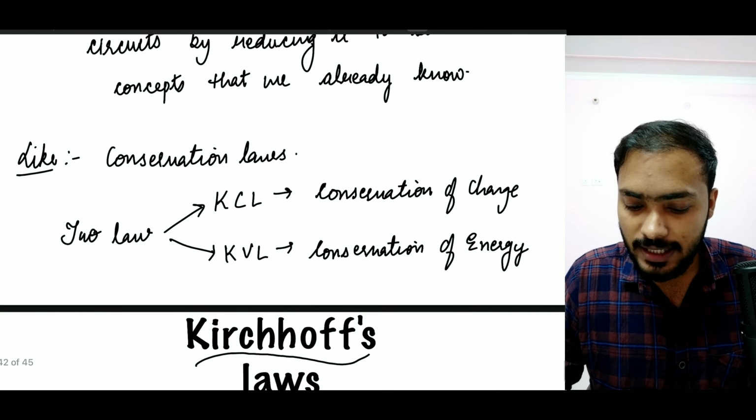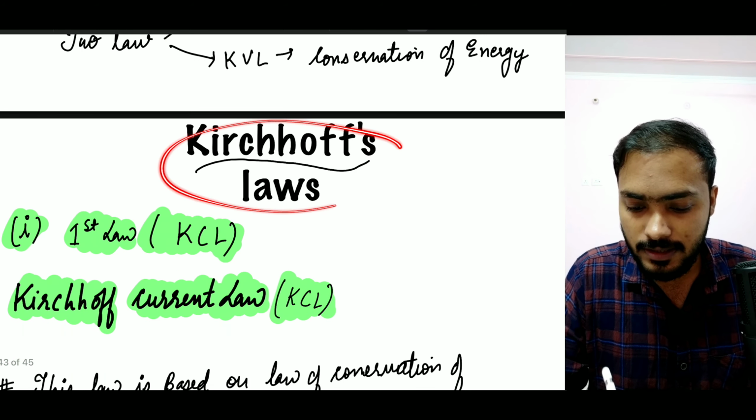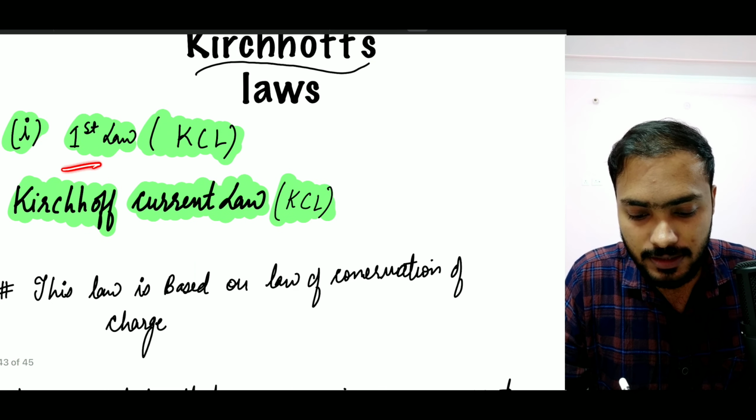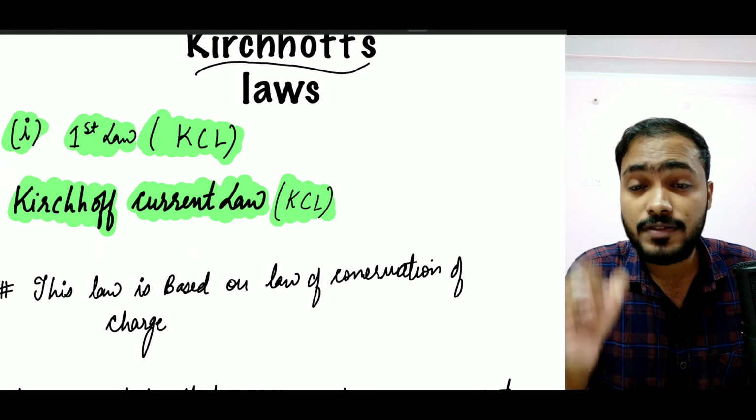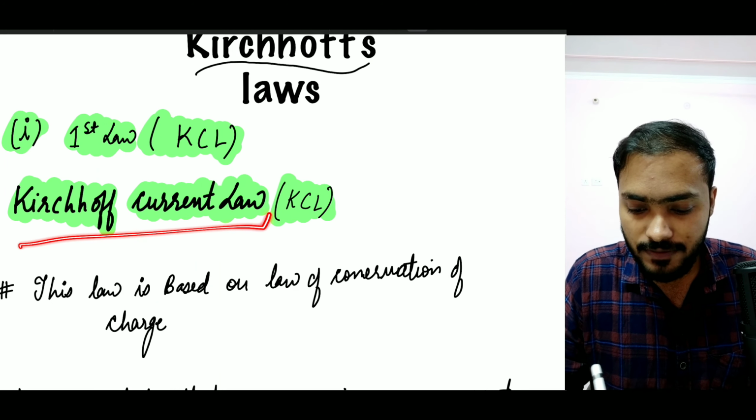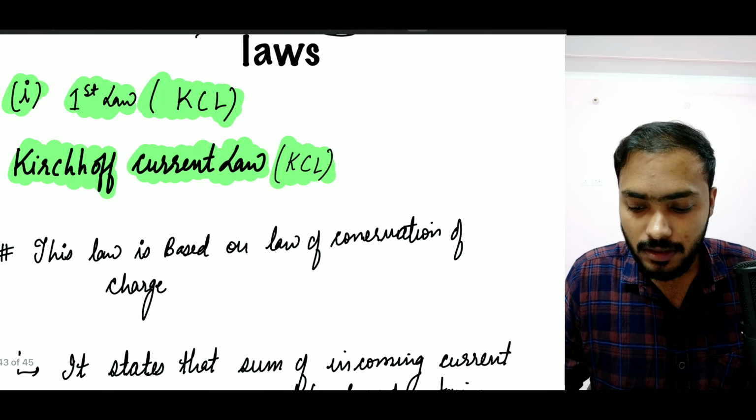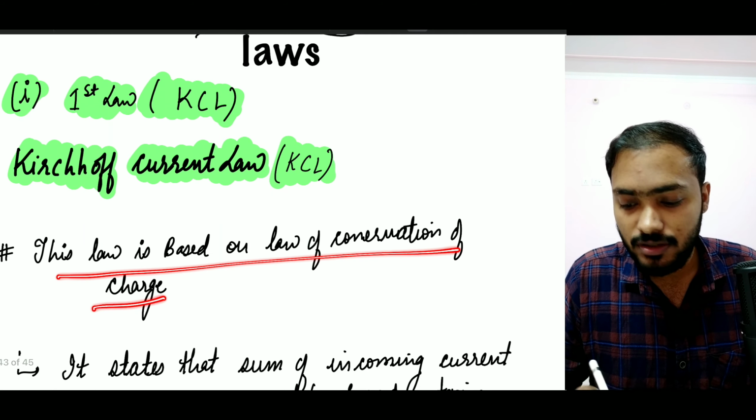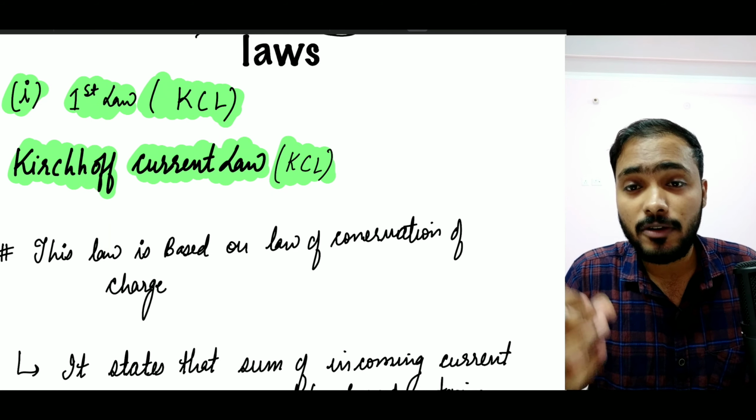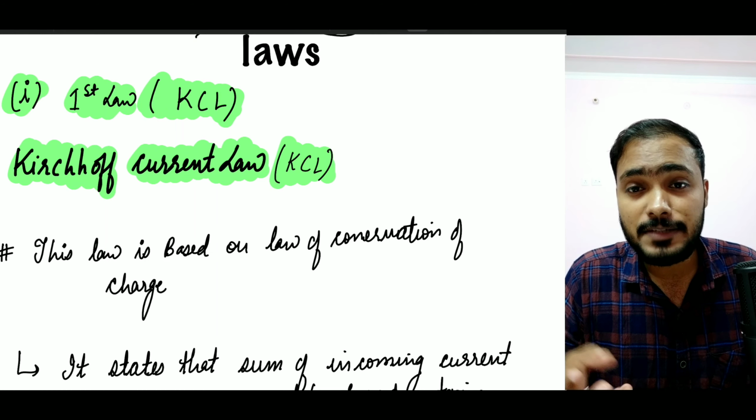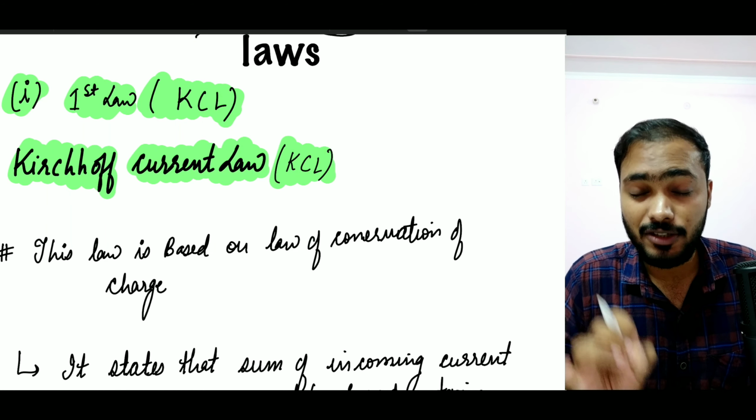Okay, so let's try to understand the first law, that is KCL, Kirchhoff's current law. This law is based on the conservation of charge. Conservation of charge means I'm actually talking about current here. You have to understand that, right?